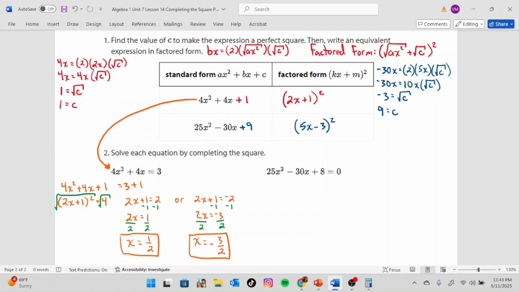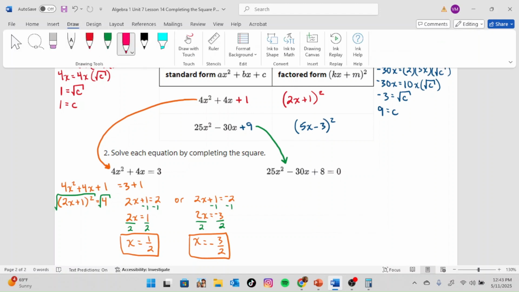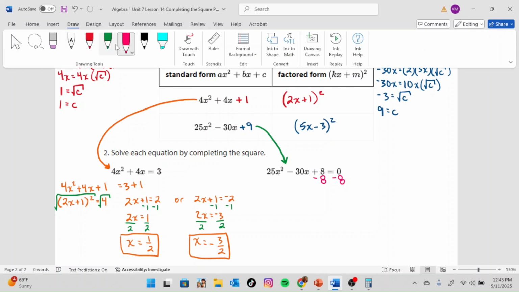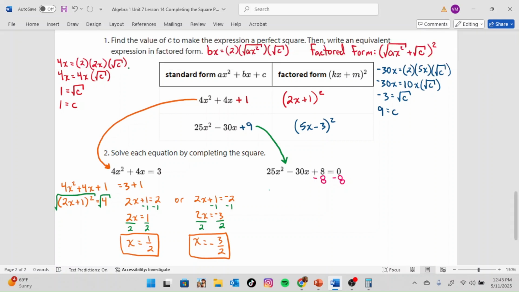Next, we'll look at the second one. And up here in the table, we already did that. So the first thing we need to do is subtract 8 from both sides. This gives us 25x squared minus 30x equals negative 8.